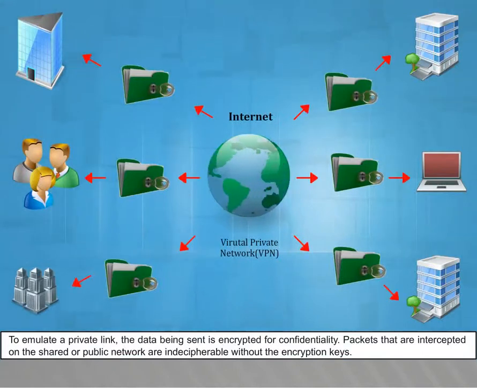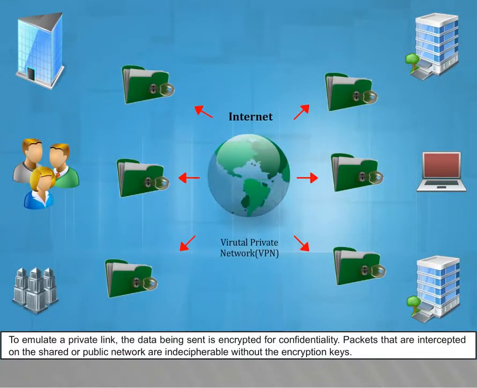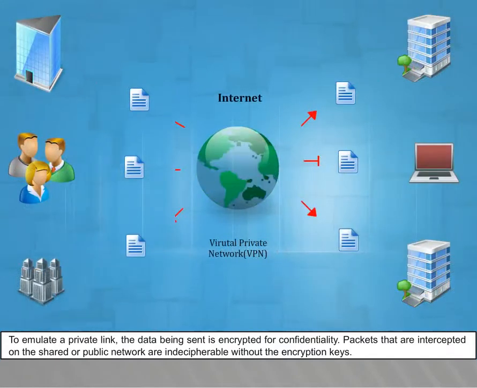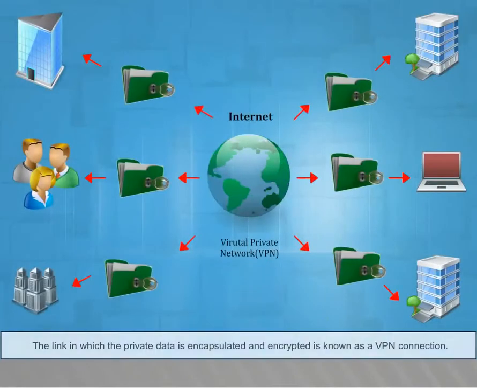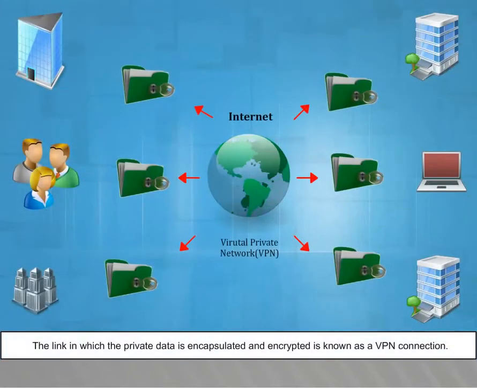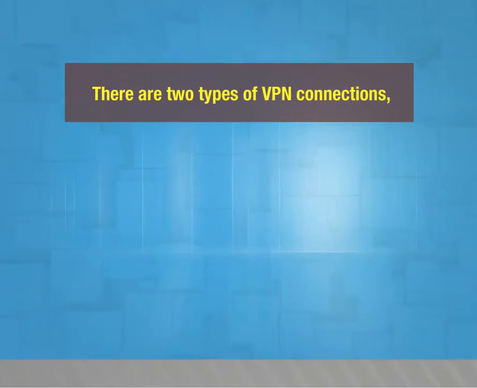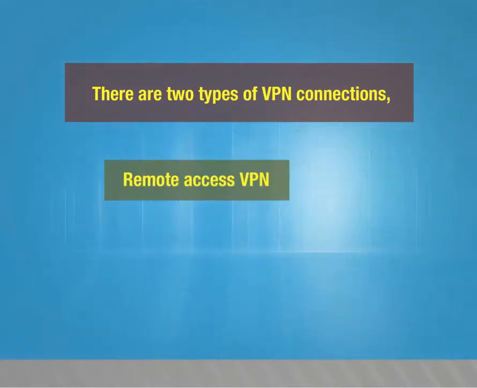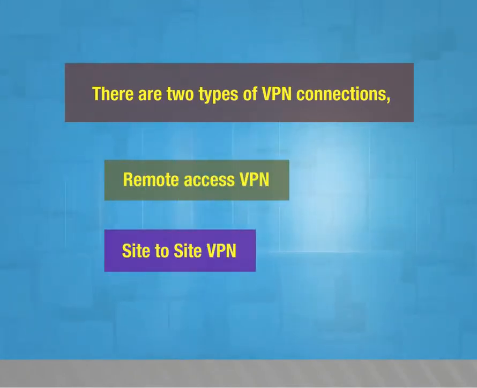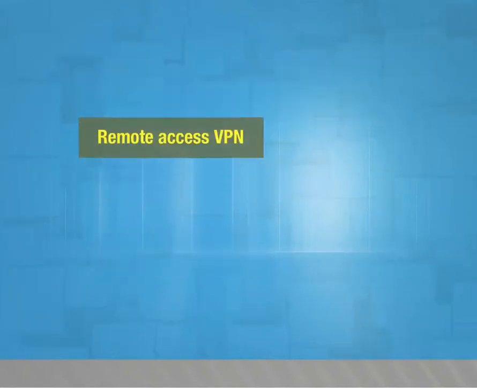To emulate a private link, the data being sent is encrypted for confidentiality. Packets that are intercepted on the shared or public network are indecipherable without the encryption keys. The link in which the private data is encapsulated and encrypted is known as a VPN connection. There are two types of VPN connections: remote access VPN and site-to-site VPN.